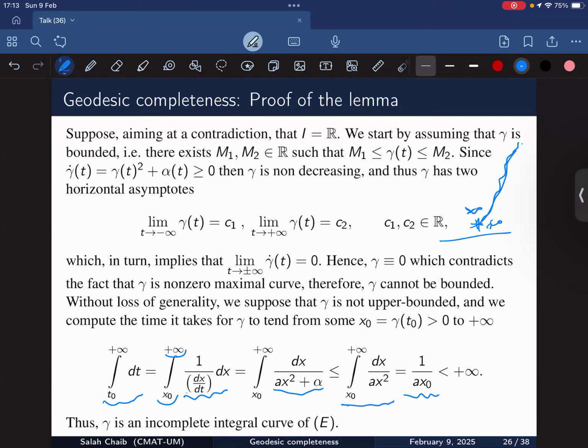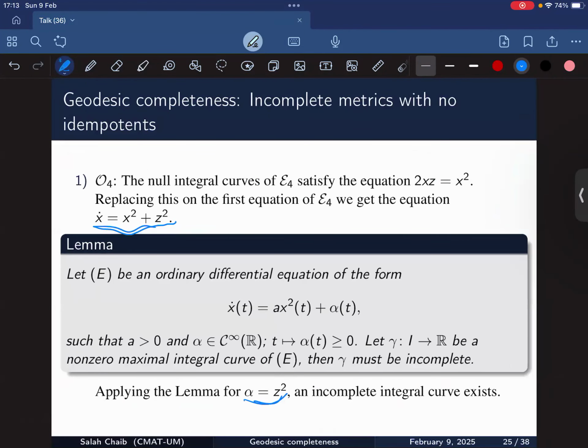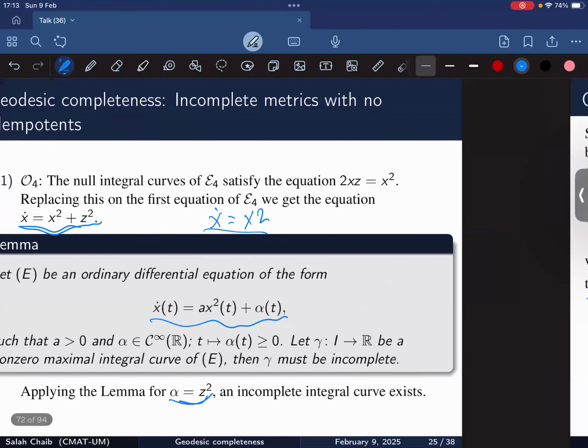We see that it needs less time to go to plus infinity than this one. Anyway, it goes to infinity in finite time, and this implies that it's an incomplete integral curve. So it's not defined until infinity, so it needs only finite time to reach the infinity. Okay, so this proves that we can generalize the typical equation x dot equals x squared to this case. Okay, this is for O4.